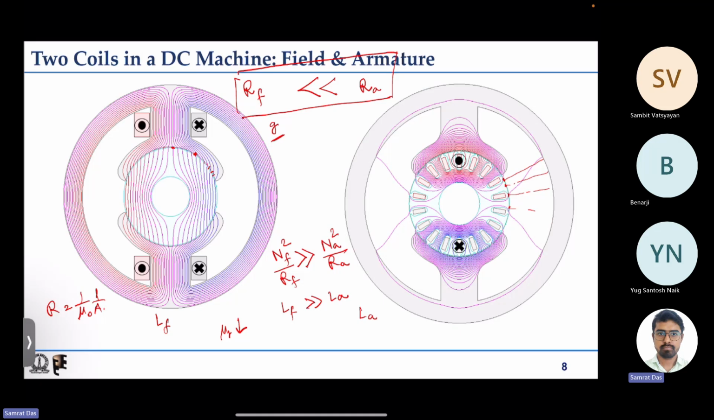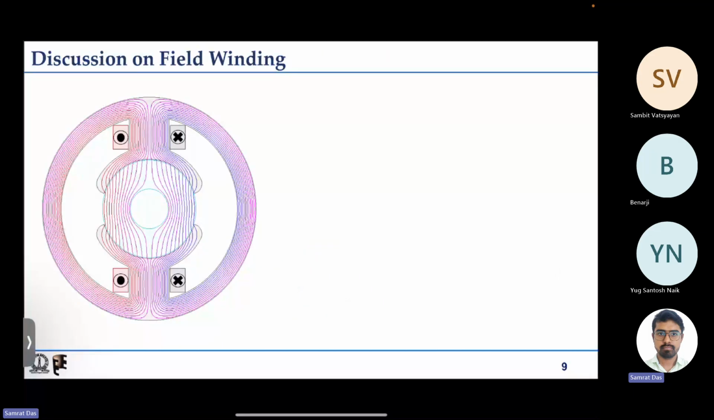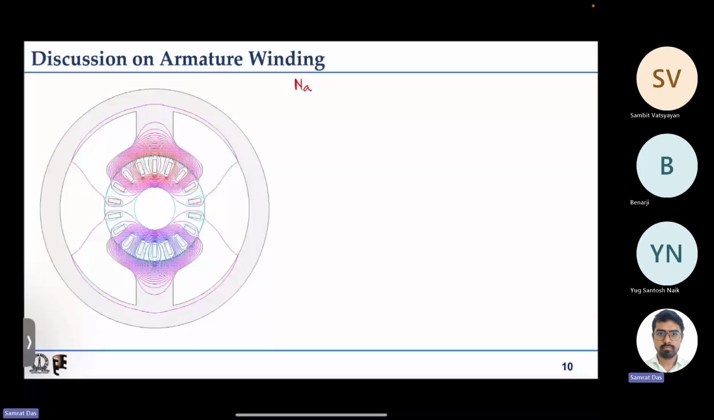Okay, so let us get started on the discussion. Last day we discussed the field winding and armature winding. For the field winding we have some number of turns, say NF, and some allowable current, say IF, and on the armature winding we have some number of turns, say NA, and some current IA.